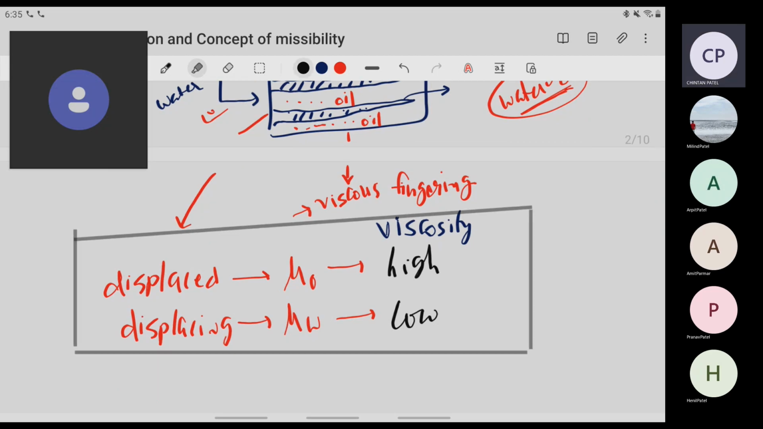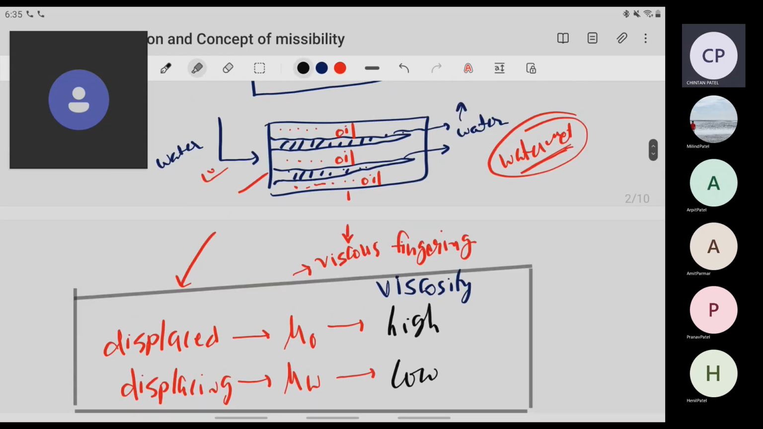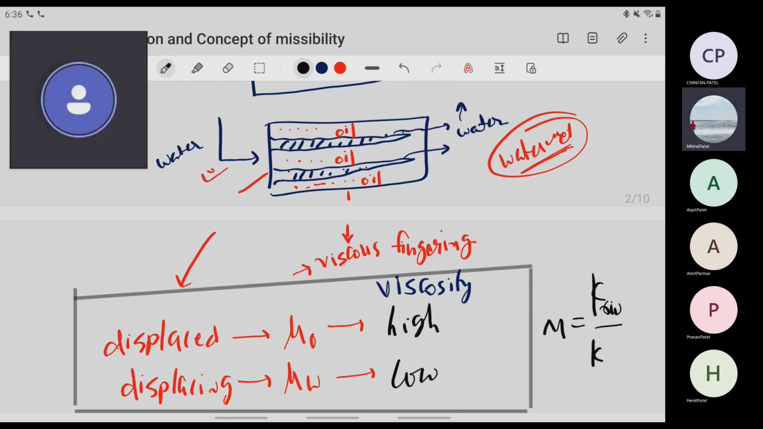सो सिंपल थिंग, जब हम जिससे धक्का लगा रहे हैं वो फ्लूइड बहुत ही लोअर डेंसिटी नेचर में है, और जिसको धक्का लगा रहे हैं वो ज्यादा डेंस है. सो इन दिस केस व्हाट विल बी द इम्पैक्ट ऑन मोबिलिटी रेशियो? What is the formula for mobility ratio? K by mu, K are relative permeability.